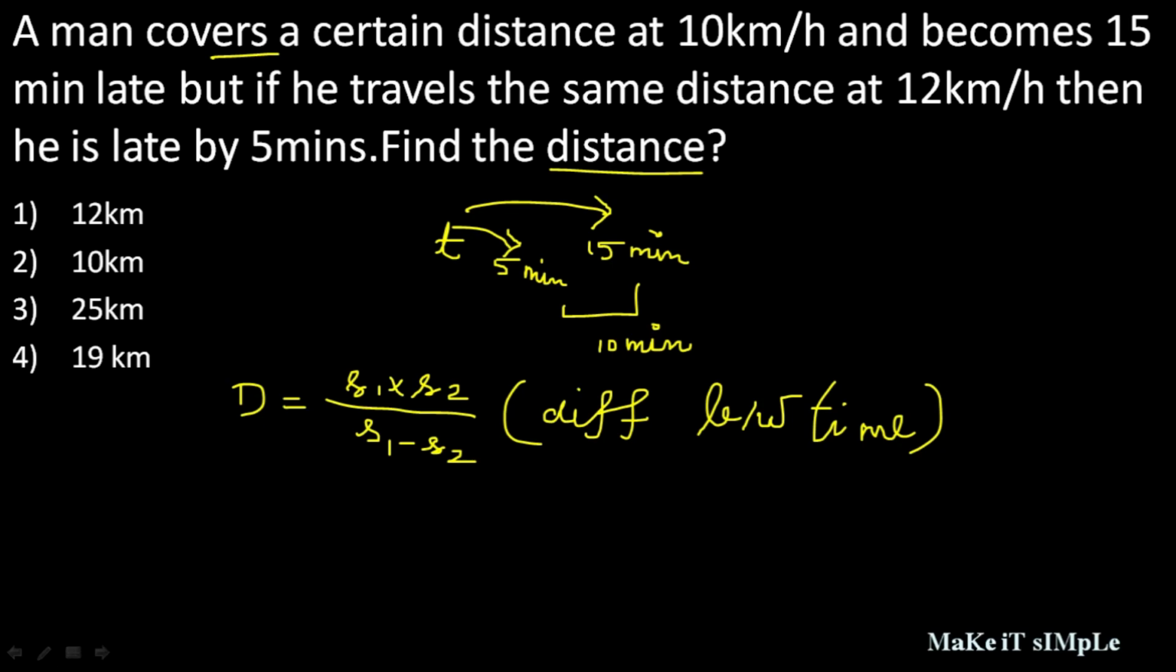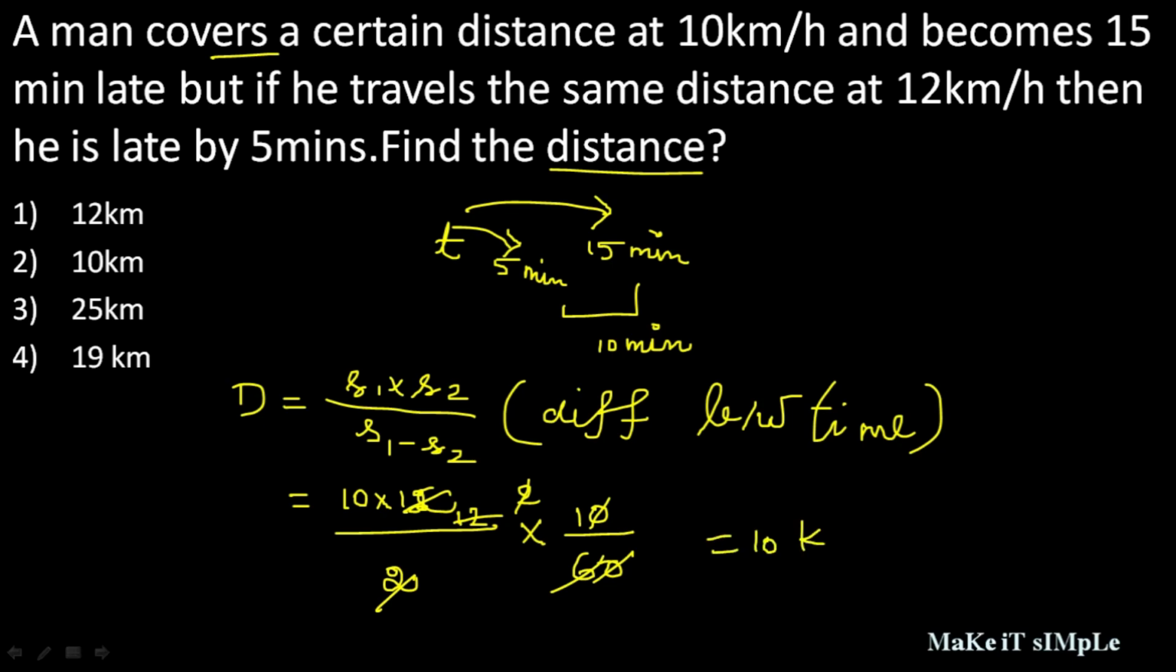Okay. Now we will proceed. What is the speed? 10 into 12 divided by 2, the difference between this 10 and 12. Then here difference of time is 10 minutes, so we will be writing it as 10 by 60. These two will be getting cancelled. Here how many times? 6 here, 2 6s, this is 12, so 2 times. Then this 2 and 2 will be getting cancelled, so answer is nothing but 10 kilometer.